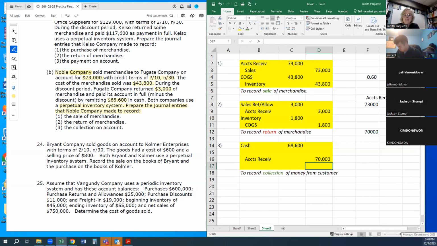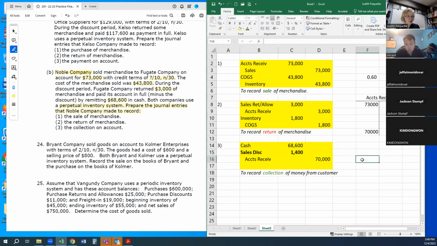But the company only collected 68,600. So the balance is going to be sales discount. And we just say, what's that difference? It's going to be 1,400. Okay. Does that make sense? So we had to back into what sales discount was.